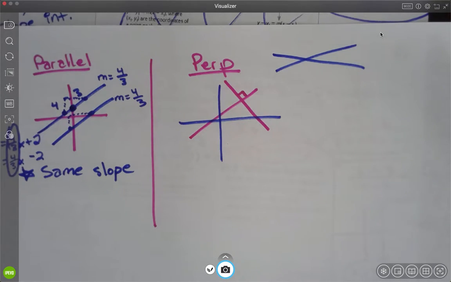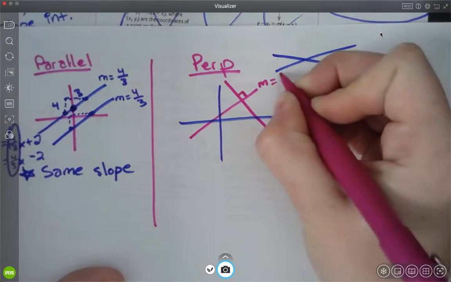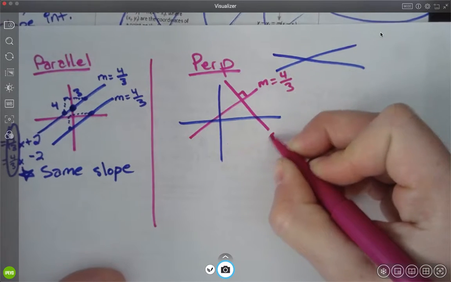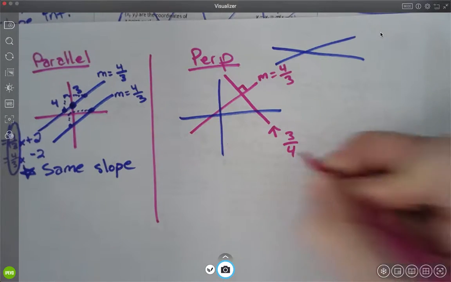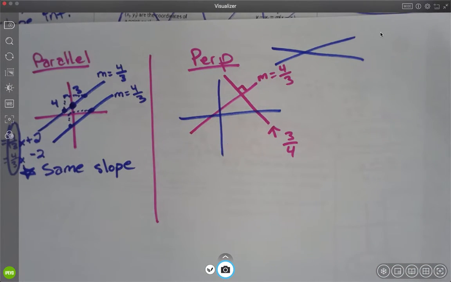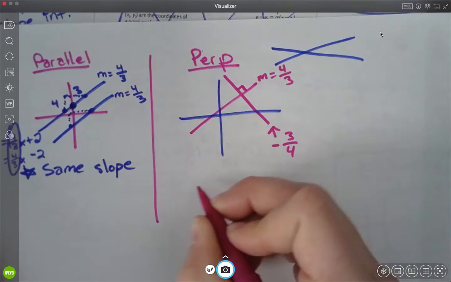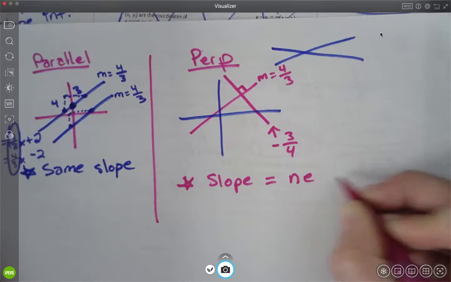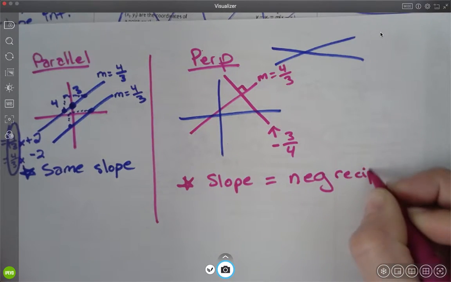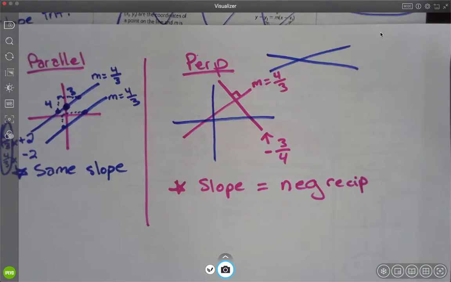Forms a 90-degree angle. Okay, so if this guy has a slope of 4/3, what will this guy's slope be? Negative 3/4, because he's going downhill. So for perpendicular lines, their slopes are negative reciprocals. Reciprocal means you flip and then you make it negative. If it's already negative, you make it positive. That's what you do to perpendicular lines.